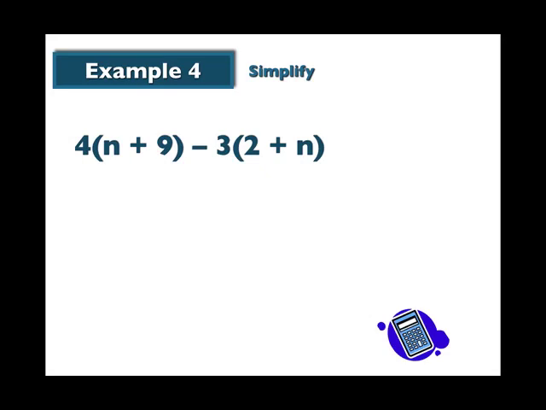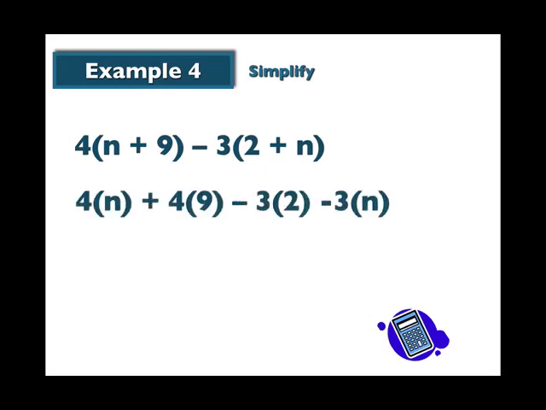First thing we're going to do is use the distributive property to multiply. So we're going to get 4 times n plus 4 times 9 minus 3 times 2 minus 3 times n. Remember, this negative 3 is negative for the 2 and for the n. That's a really important thing. Multiply each of these out, we wind up with 4n plus 36 minus 6 minus 3n.